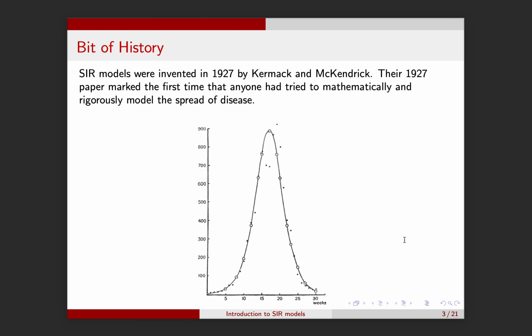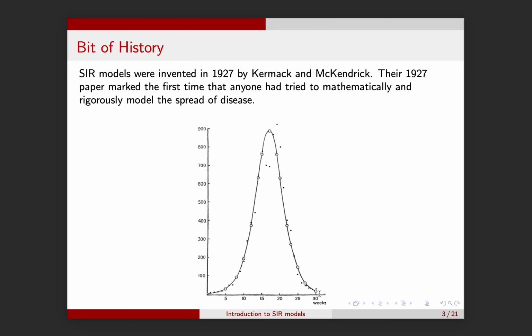So just a bit of history about the SIR models. They were invented in the 1920s by Kermack and McKendrick, and their paper was the first time that anyone had really tried to systematically, mathematically model disease spread. So this is an image taken from their original paper. This models the outbreak of a disease that takes about 30 weeks to run its course. So the disease peaks around 16 weeks and then dies off by 30 weeks.